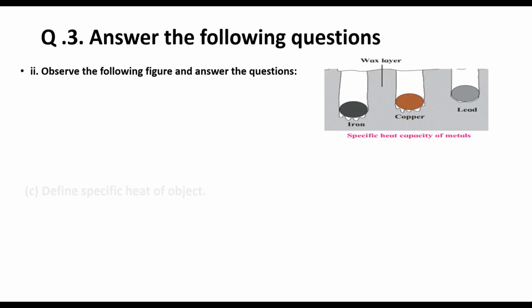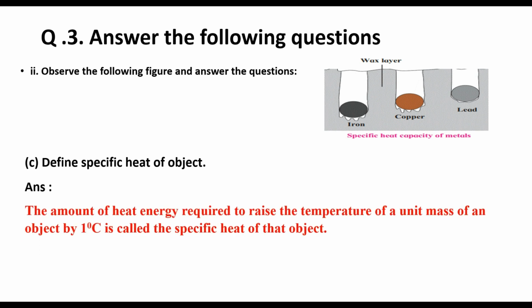Now coming to question C, define specific heat. Only the definition is asked, so here we write only the definition. The definition is, it is the amount of heat energy required to raise the temperature of unit mass of an object by 1 degree Celsius. This is called specific heat. The word unit mass is a very important word.